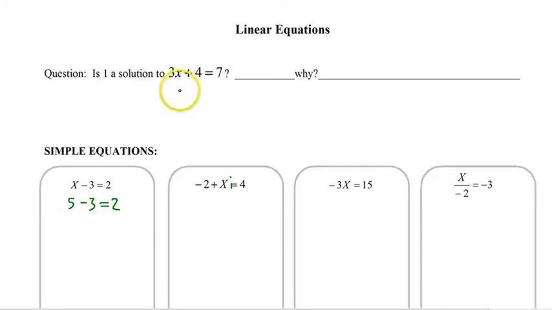Alright, solving linear equations. We'll figure out why they're called linear equations later. But right now, let's just start with a question. Is 1 a solution to this equation? And the way you can tell it's an equation is it has an equal sign. That's what makes it an equation. So let's find out.